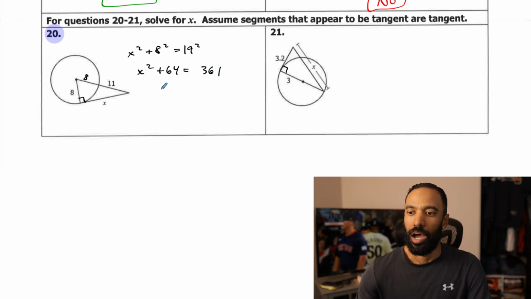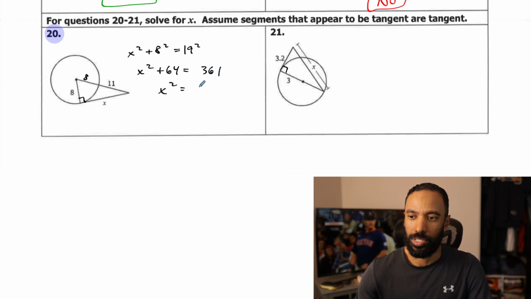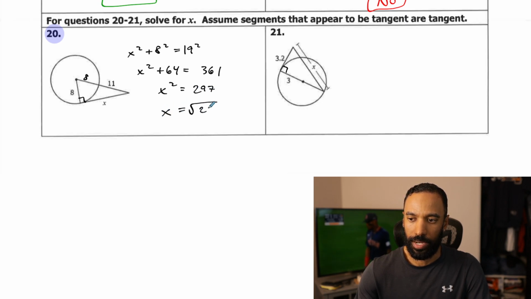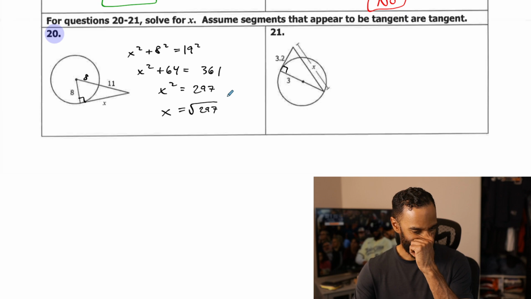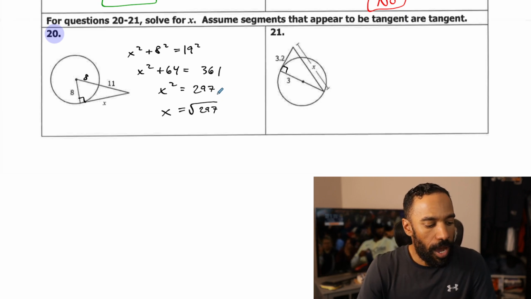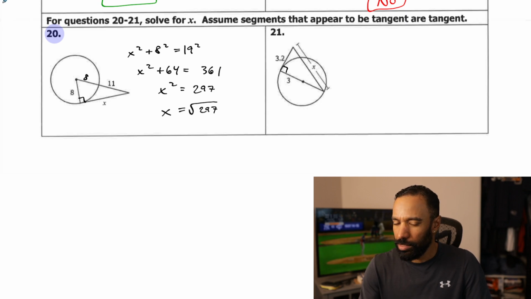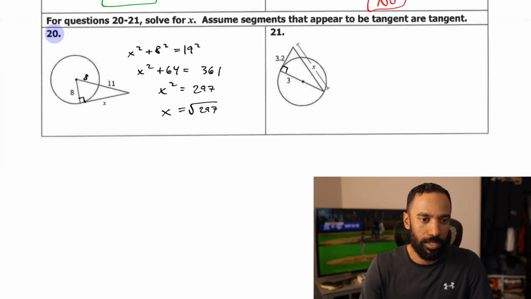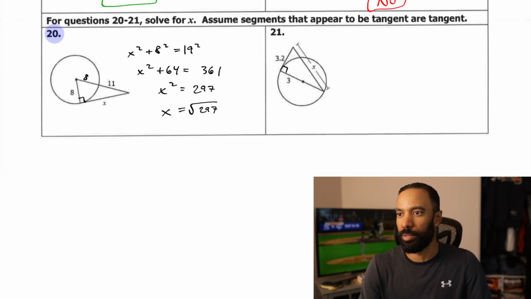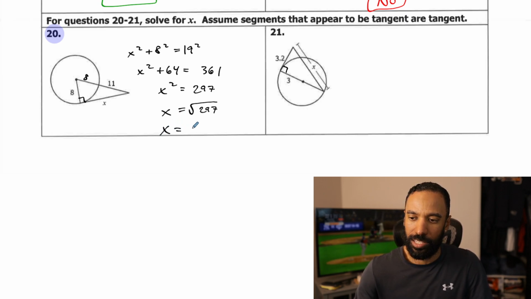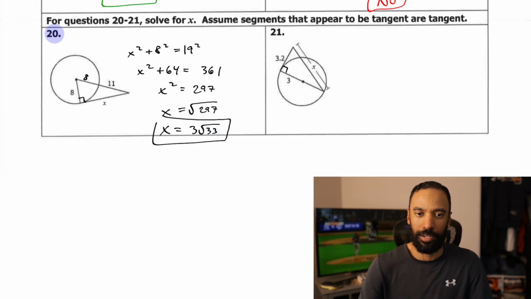That's 361, I think. X squared equals 297. So x is the square root of 297. I think you can divide by 9, actually. What's 297 divided by 9? 297 divided by 9 is 33. So this can become exactly 3 root 33. You take out the square root of 9 from there, and that's all good.